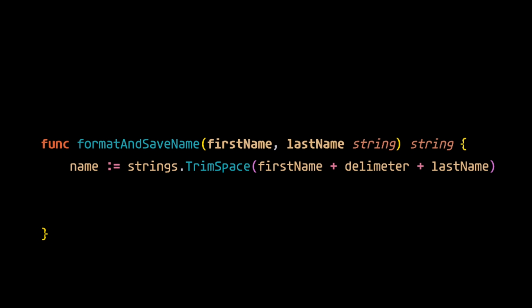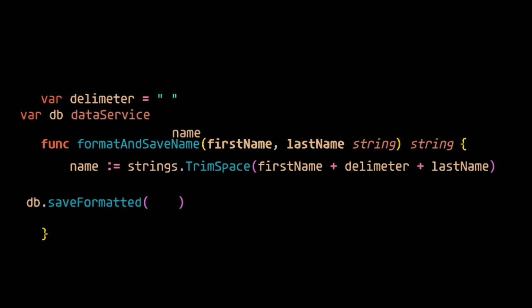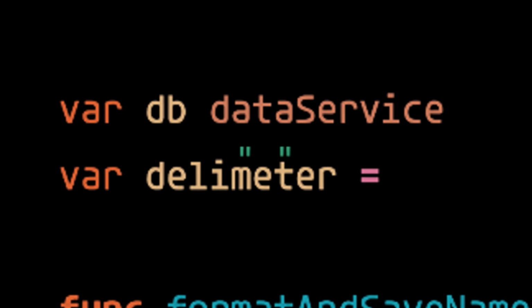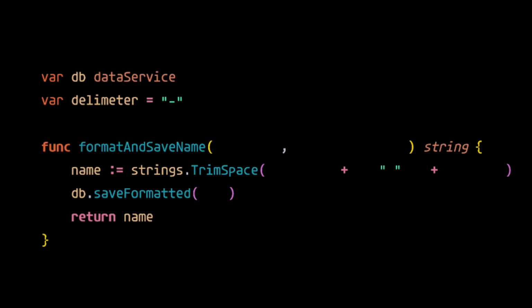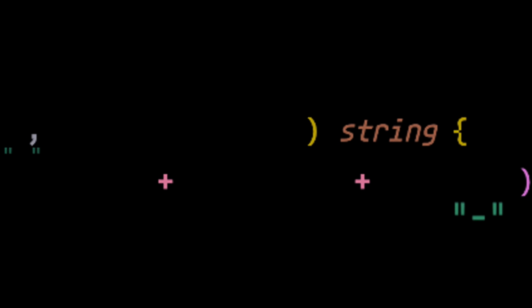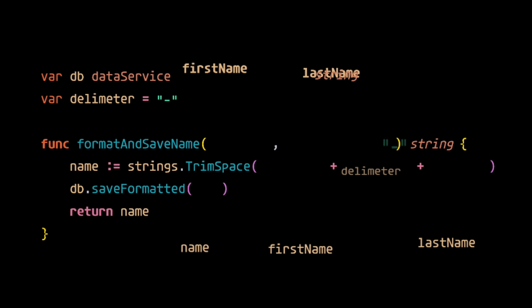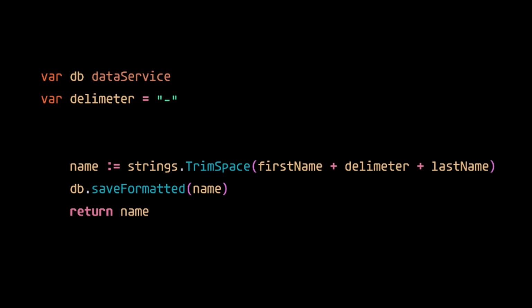This function formats a name using a delimiter defined in its parent scope. It then saves the formatted name to a database. If the delimiter defined in the parent scope changes, the behavior of this function will change indirectly. This means that we can't depend on the output of this function being deterministic. This means that this function is non-deterministic, which can lead to some very unpredictable and annoying behavior. To make this function deterministic, we'll use injection and pass in the delimiter dependency via the function's parameters.